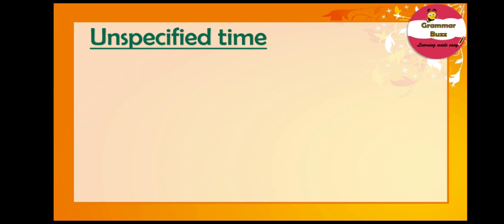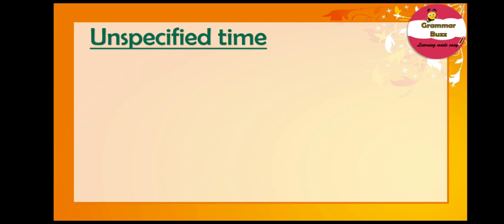However, we can use the present perfect with unspecific time expressions such as ever, never, once, many times, several times, before, so far, already, yet, etc. So remember, never use present perfect tense with specific time expressions. Present perfect tense shows that something occurred at an unspecified time in the past.